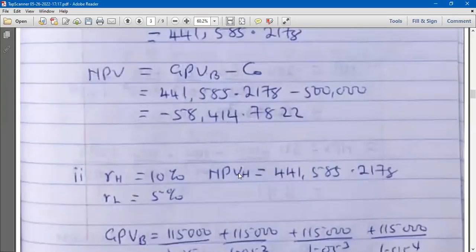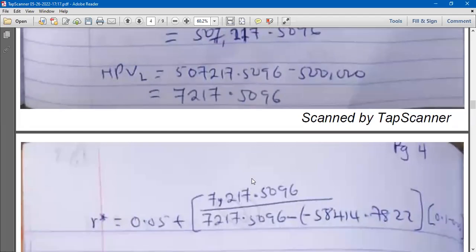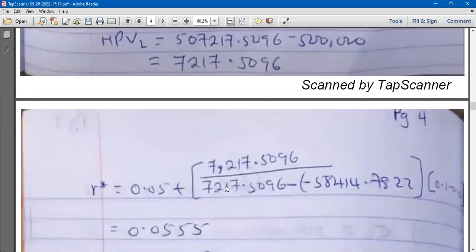The MPV for the high one is supposed to be minus 58. Okay, I think I made a mistake here. So it's minus 58. I wrote the gross. So please, when you are doing it, check it well. Minus 58 is supposed to be MPV for the high one. And then the MPV for the low one is 7217.5096.